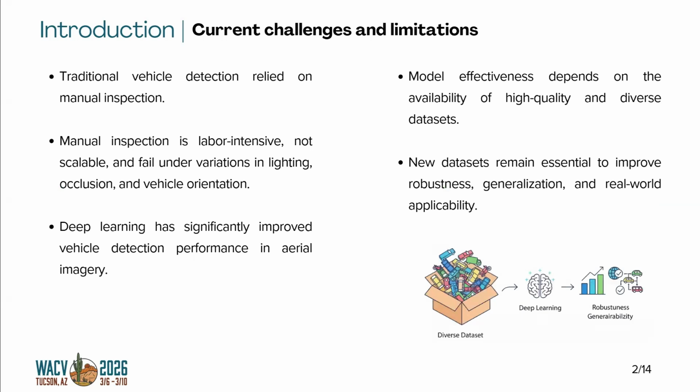Traditional approaches for vehicle detection relied on manual inspection, which is labor-intensive, not scalable, and sensitive to variations in lighting, occlusion, and viewpoint. Now, despite recent advances in deep learning, vehicle detection still depends heavily on the availability of high-quality and diverse datasets. Therefore, developing new and diverse datasets remains essential to improve robustness and real-world performance.